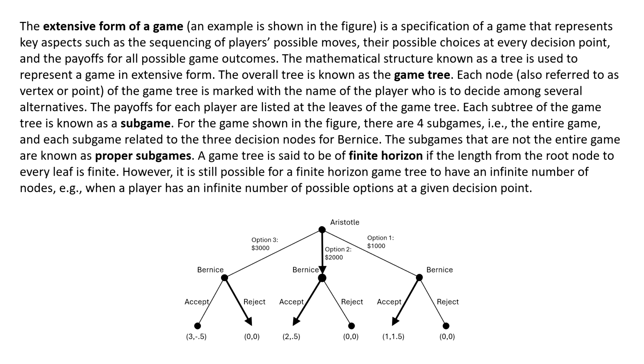So I have some definitions on this slide. The extensive form of a game, and I have an example here, it's basically the game we've been looking at, is a specification of a game that represents the key aspects such as the sequencing of player possible moves, so we see going from top to bottom here, their possible choices at every decision point, and the payoffs for all possible game outcomes. So we have the payoffs here at the bottom, and we've listed Aristotle first and then Bernice second. This whole thing is known as a game tree.